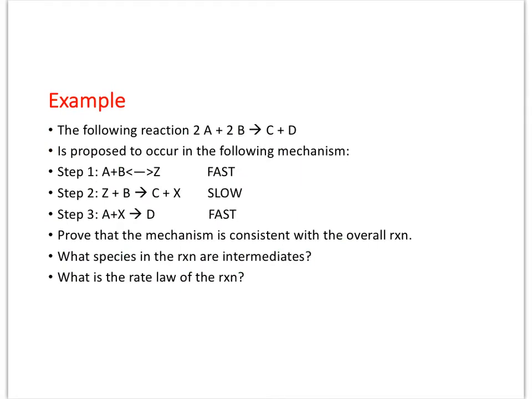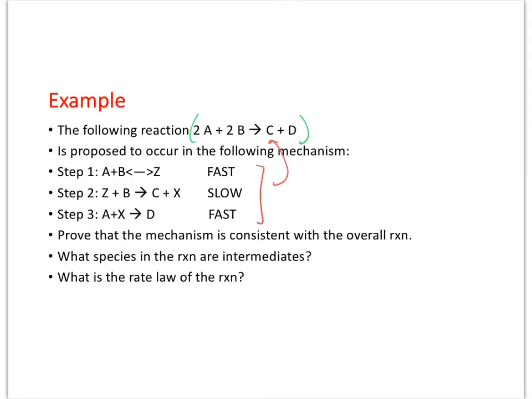Here's another reaction that kind of summarizes all these reaction mechanism problems. So here's my overall reaction. It's proposed to occur using the following mechanism. Step 1 is fast, step 2 is slow, step 3 is fast. Prove that the mechanism is consistent with the overall reaction. What are the intermediates and what is the rate law? Proving that the mechanism is consistent with the overall reaction would mean just adding these 3 steps together and making sure we get the overall process.